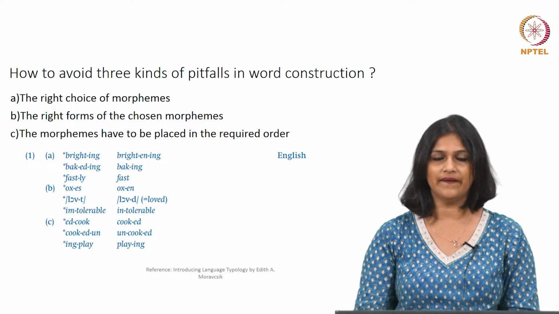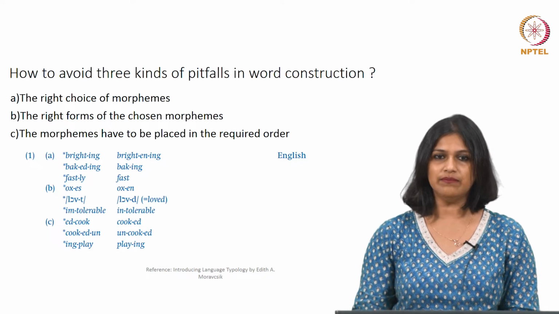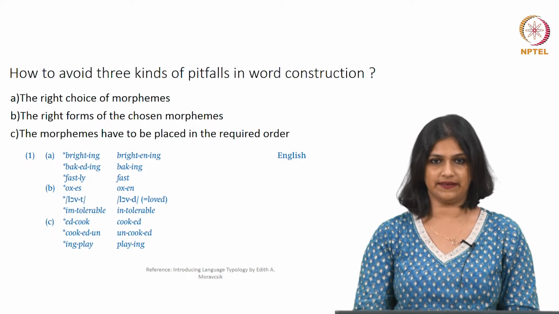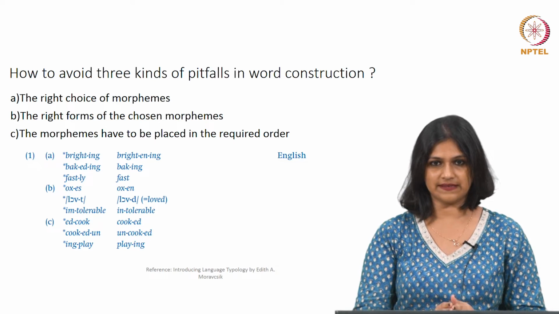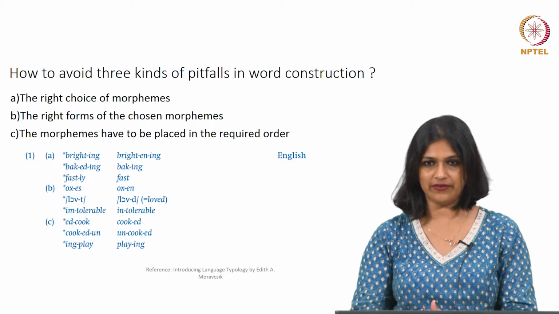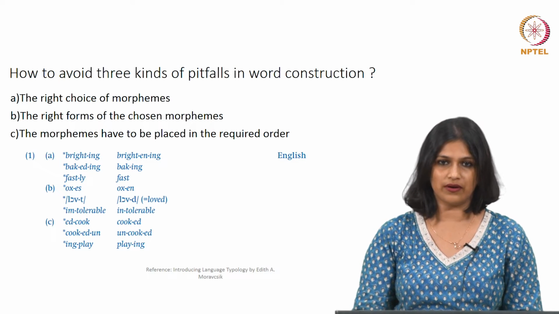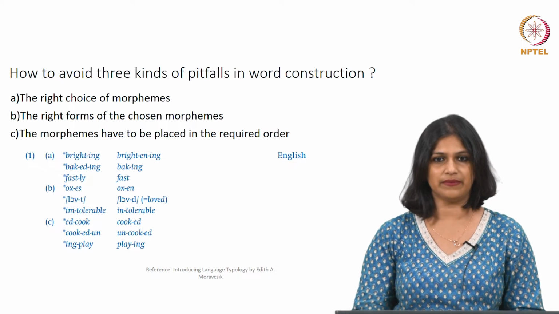And the third one, when you are choosing many morphemes, you have to find out what is the required order for it, right. So, if it has to go in XYZ format, then YXZ is going to be wrong or ZYX is going to be wrong. It must be in the XYZ format. I hope I made it clear.